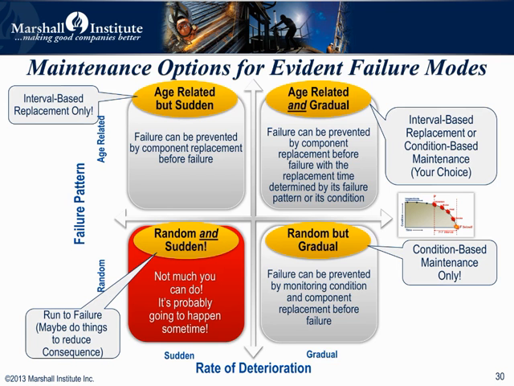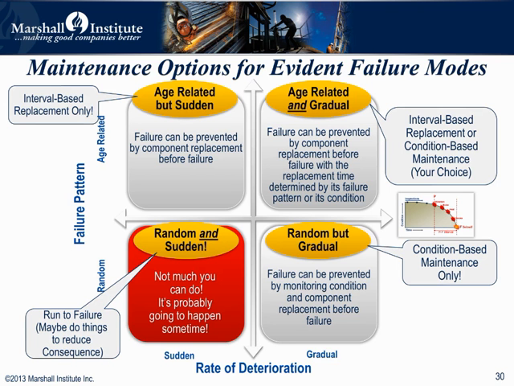If you get to the bottom left quadrant, that's where your failure mode is both random and sudden. There's almost nothing you can do. You don't know when it's going to happen, and when it does, it's over. You're going to have those failures. The only thing you can do, as we said before, is to reduce the consequences. The prime example here might be the rock through the windshield.